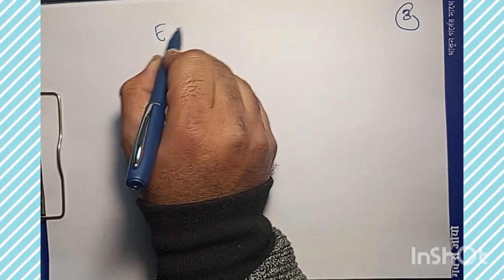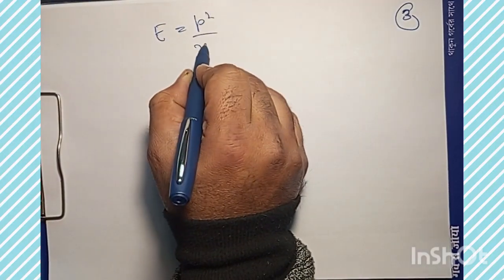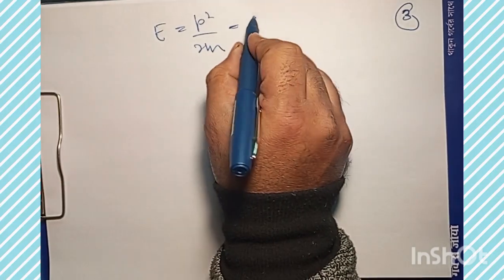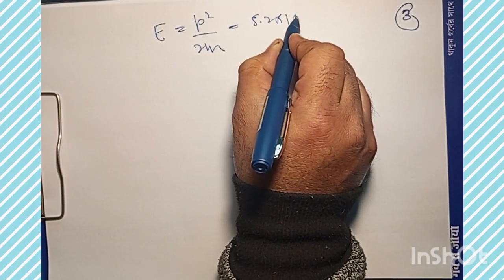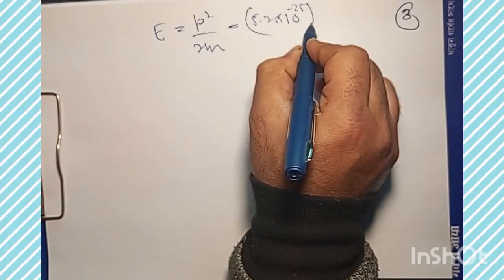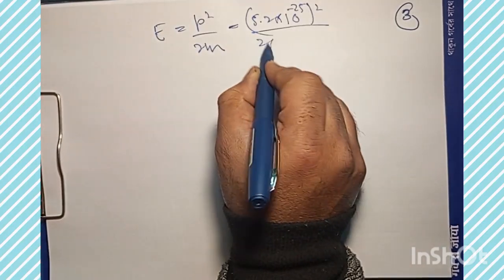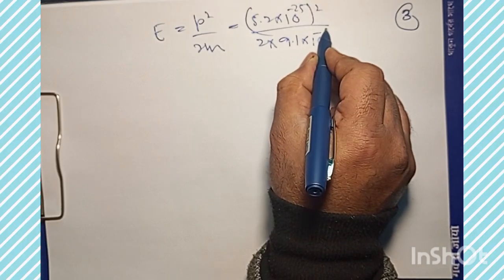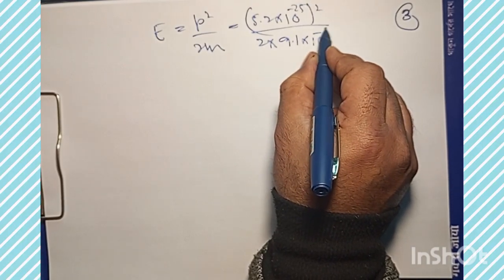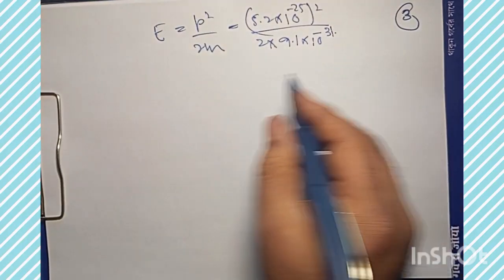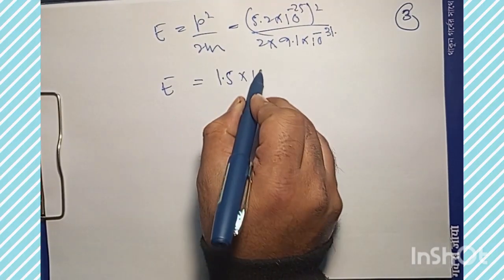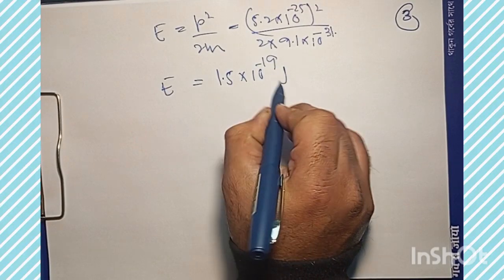So what would be its kinetic energy? That will be p square by 2m, right? And we can calculate that using the value of momentum that we have calculated, and taking the mass of this electron as 9.1 times 10 to the power of minus 31. And this energy that we calculate comes out to be 1.5 times 10 to the power of minus 19 joules.